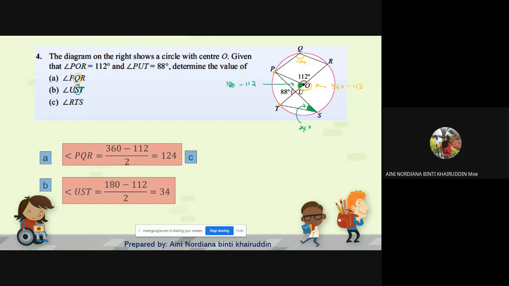Okay, next, angle RTS. So angle here is RTS. So how to calculate this angle? First, you need to calculate this angle. This angle equals to 180 minus 88.